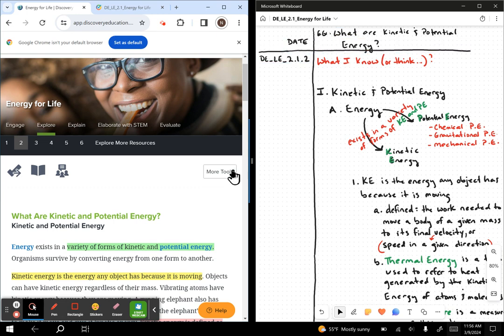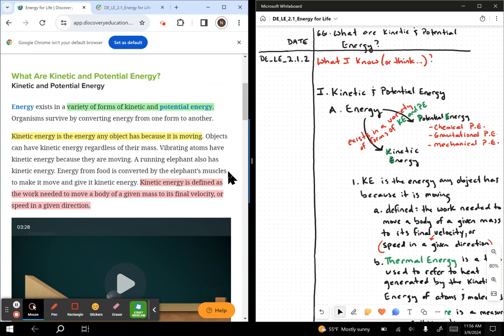The essential question is going to be that question in green. What are kinetic and potential energy? Which you know something about because we've already discussed this previously when we were looking at kinetic and potential energy in our physics text. So write down what you know or what you think, okay?